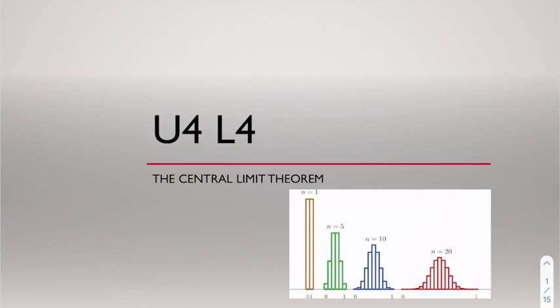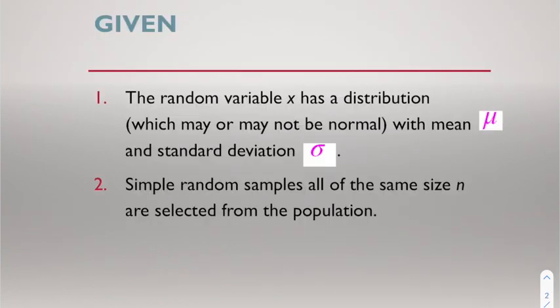For lesson 4, which is covering the central limit theorem. This is a theorem in statistics that allows us to take our normal distribution methods and use them on problems that might not necessarily be normally distributed. So these problems are going to revolve around a random variable x that may or may not be normal. We do know its mean is mu and its standard deviation is sigma.